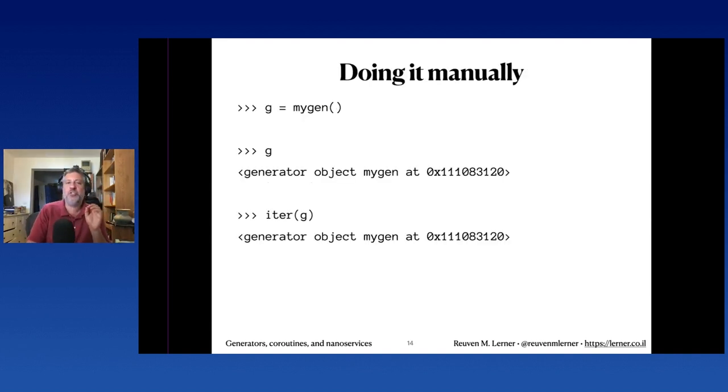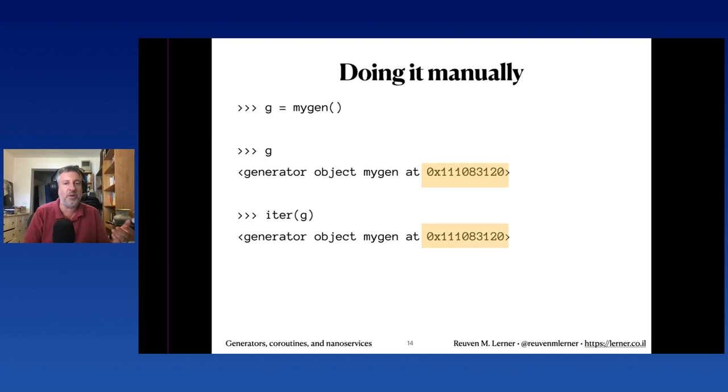So I'm going to now say g equals my gen. I'm going to call my generator function and stick the result in the g variable. We can see here it's a generator object. So g is now a generator object. And you can see by these ID numbers, which is really a memory location, truth be told, that g and iter of g are exactly the same thing. So a generator is its own iterator.